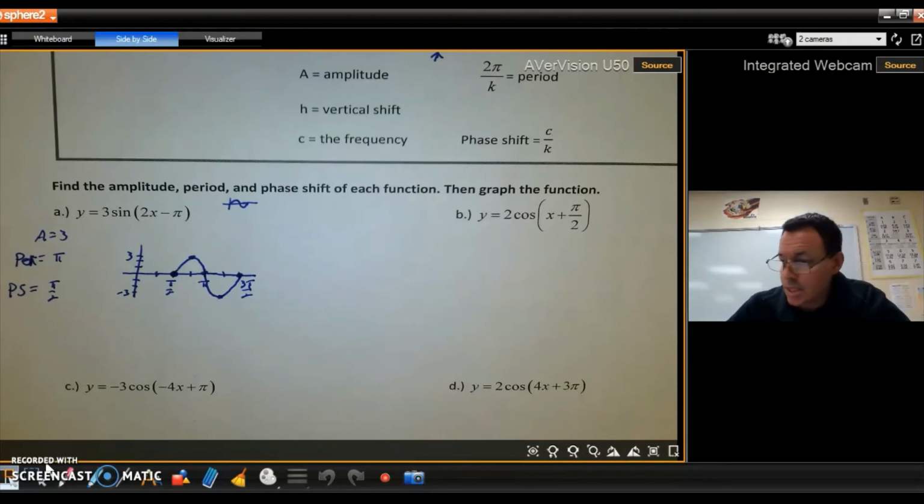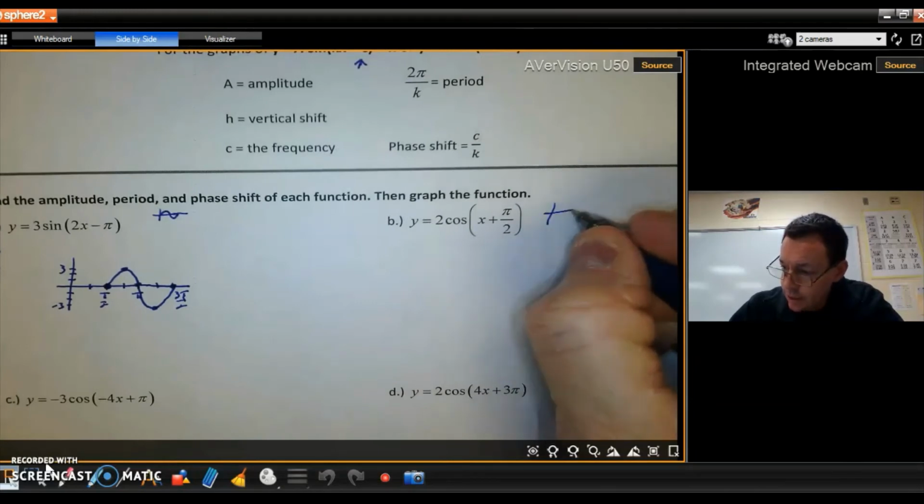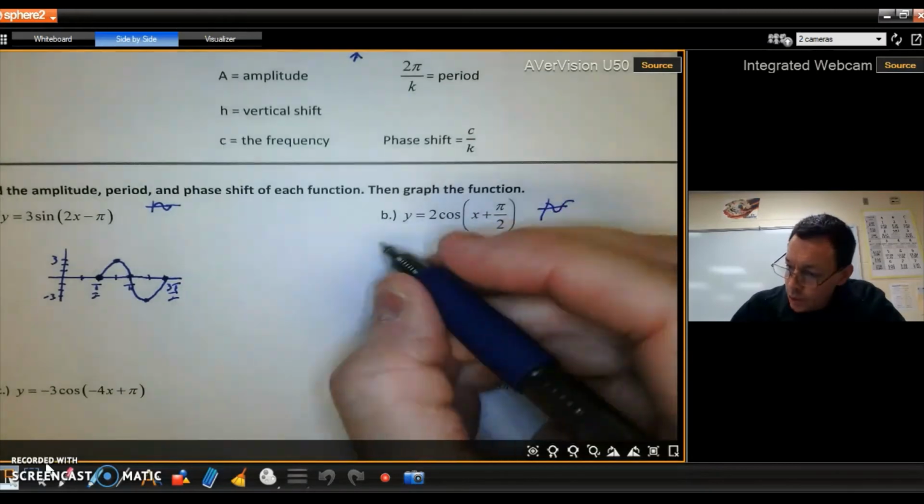Okay? Take a look at the next one. I've got a cosine graph. So again, at the very beginning, I'm thinking this. That's cosine. So what do I know about this cosine graph?